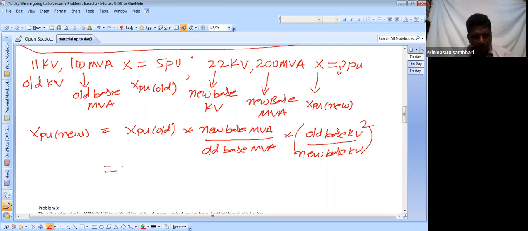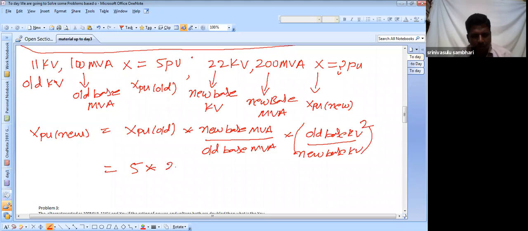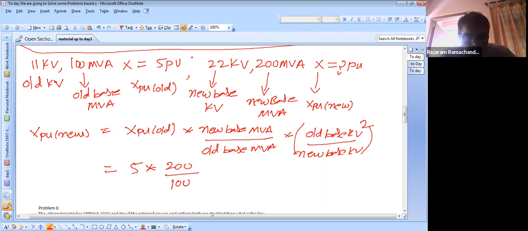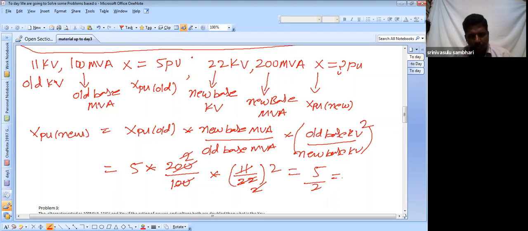What is X per unit old? 5. What is the new base MVA? 200. Old base is how much? 100. 100 into old base kV is how much? 11 by 22, whole square. The 11 cancels with 11, 2 by 100, 1 2 1 2 get cancelled. Remaining 5 by 2, that is equal to 2.5 per unit.